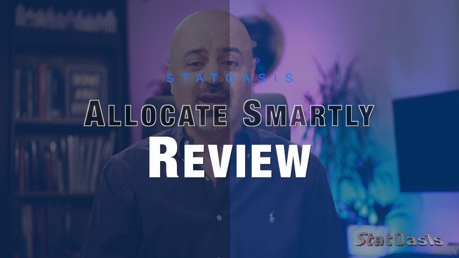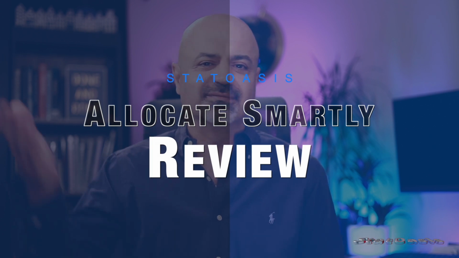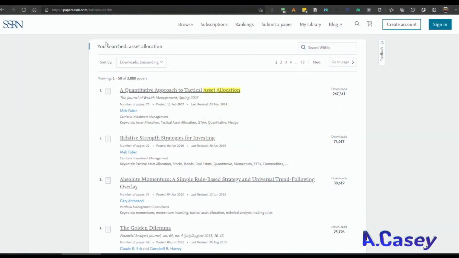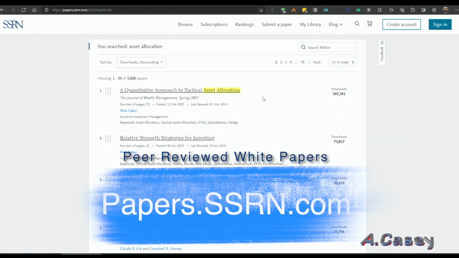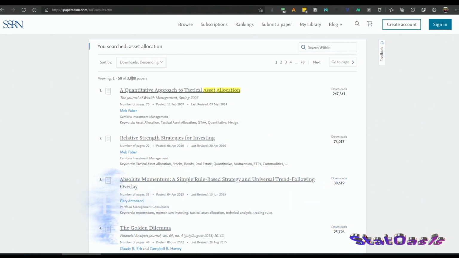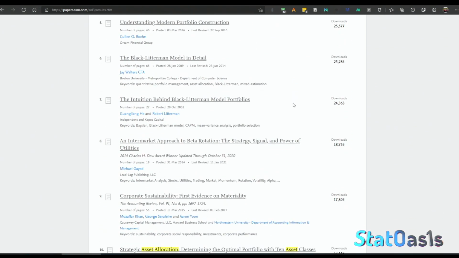Great, now that we know that a tactical asset allocation portfolio is much better than strategic asset allocation, how do I invest in a TAA portfolio? Which one do I pick? And now comes my favorite tool, where I don't want you to follow just one TAA portfolio because there are many. If you go to SSRN, where there are peer-reviewed white papers, and I just type here asset allocation, look, I have almost 4,000 results.